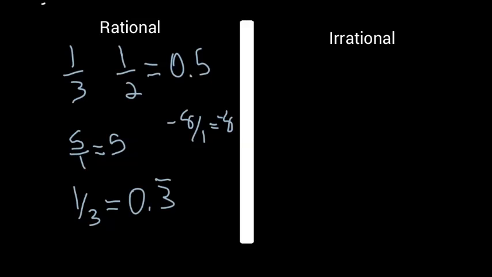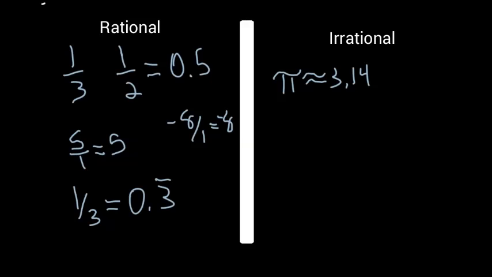So irrational, like I said, is any number that never ends and never repeats. And there's two main forms that you're going to encounter. The first one is pi. You've probably seen that before when you're working with circles. And we estimate pi to be 3.14. But in truth, pi goes on forever, never ends, never repeats.